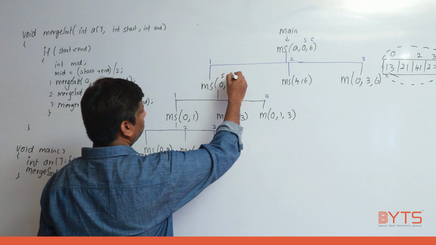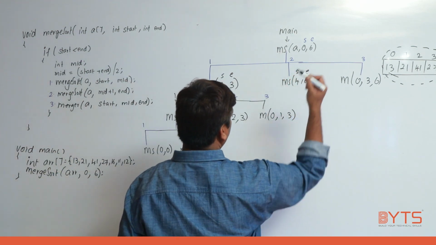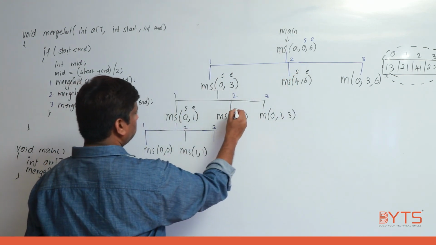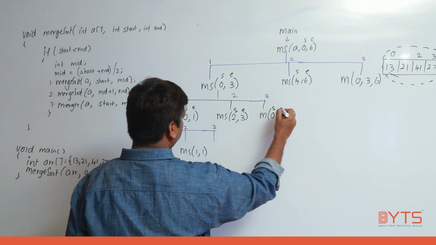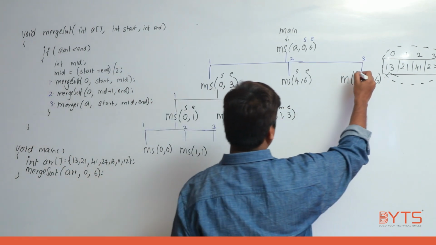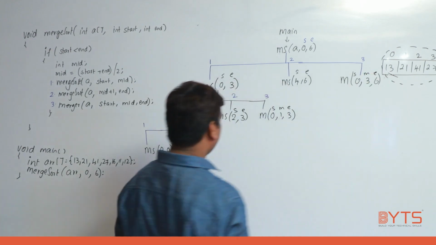This is start, this is end. This is start, this is end. This is start, this is end. This is start, this is end. This is start, this is mid, this is end. This is what? Start, mid, end. That's what we are able to see, right?